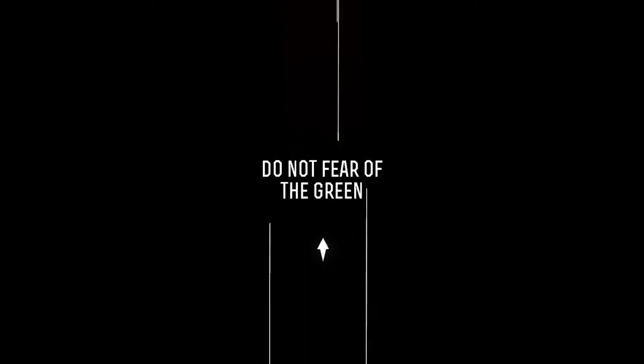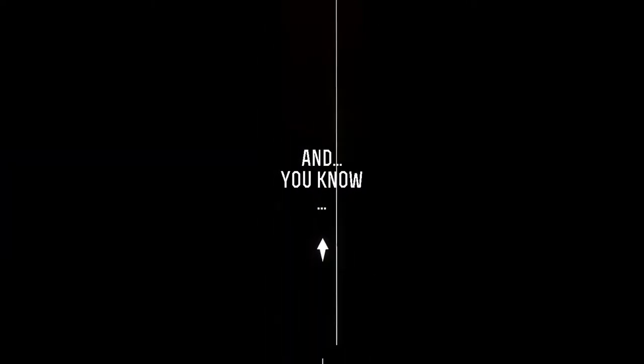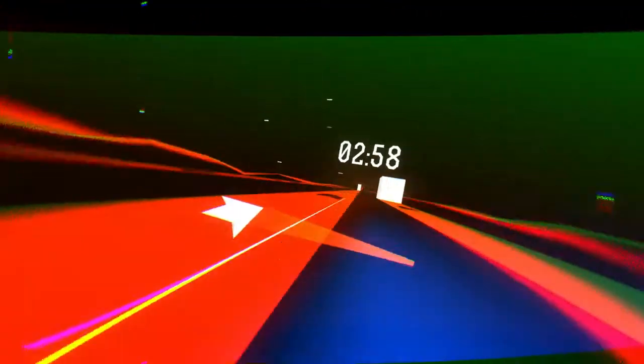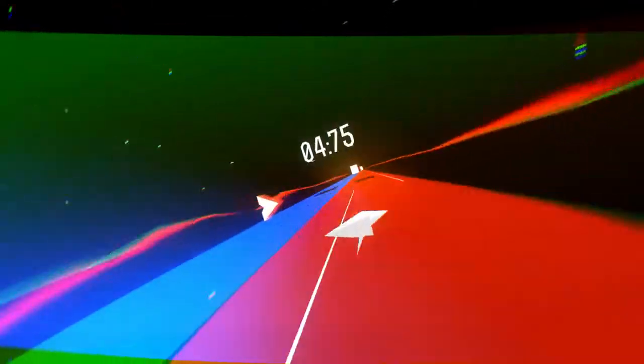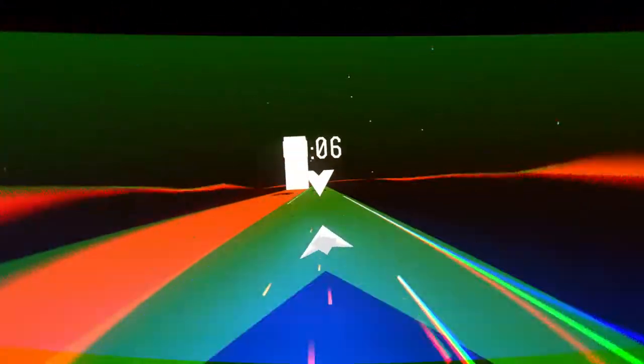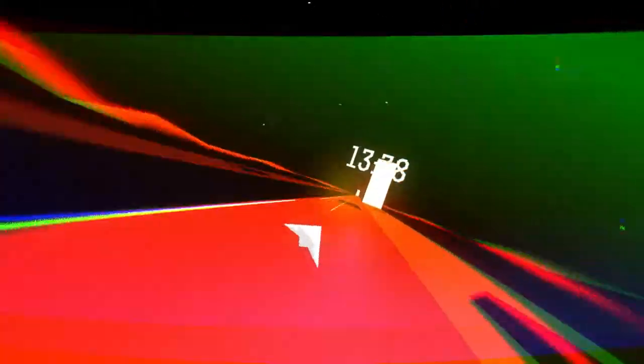Do not fear the green barriers. You must go through them. And, you know, good luck. Good luck, maybe? Okay, so we have green barriers now, which I should not be scared of. That's actually pretty cool.